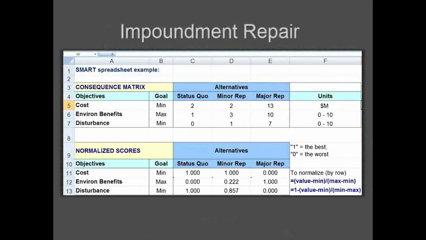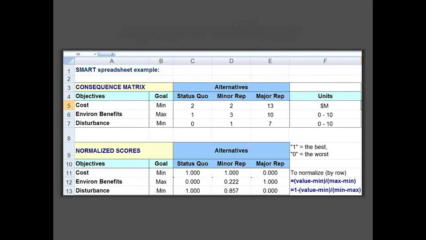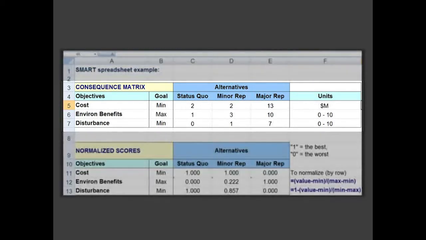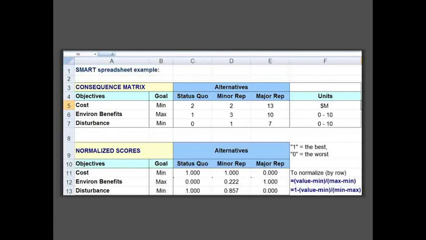We're going to use the impoundment repair example again to go through the process of using the SMART technique. Remember that we simplified as much as we can using the dominated alternatives or relevant objectives and even swaps, so that we now have 3 alternatives and 3 objectives. But now we have to deal with those trade-offs in using the quantitative trade-off technique. So you see then on the spreadsheet, the first consequence matrix here is the same as what you've seen so far. It has the actual values for the different objectives for each alternative in the cells. For example, the cost for the status quo alternative is now $2 million.